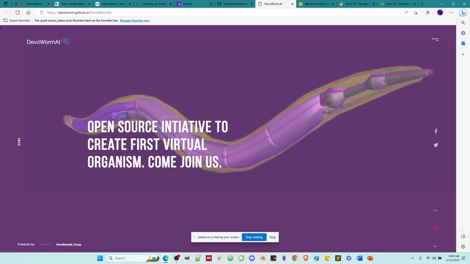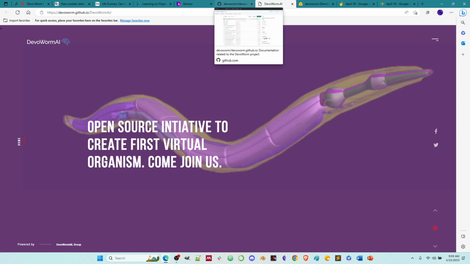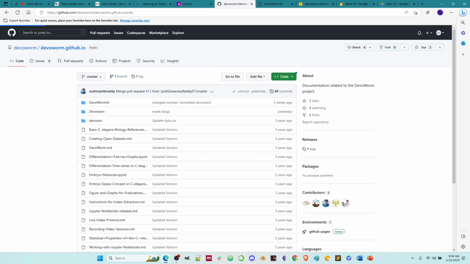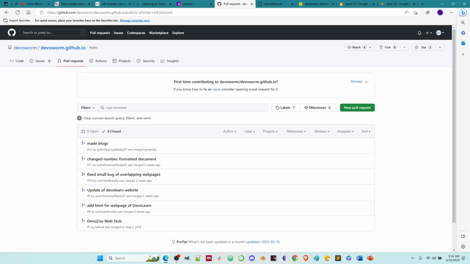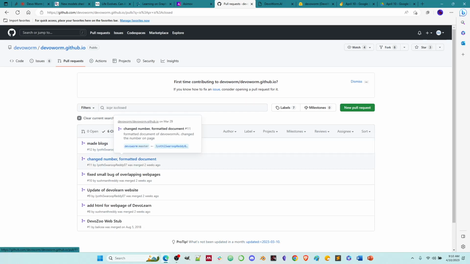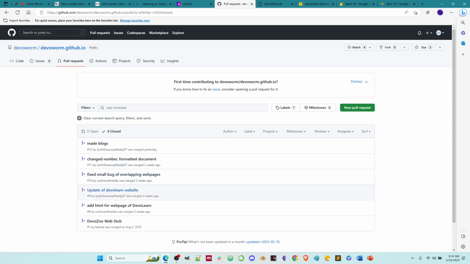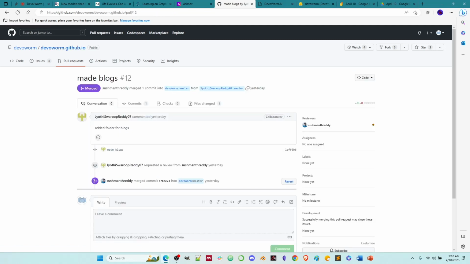But one of the things we have is this DevoWorm AI, and this is something that Sushmanth has been working on with a few people. So this week we had a pull request from Jiahang Reddy. Jiahang worked on this 2 weeks ago, issued a number of pull requests, and then made blogs, which is what happened today. And Sushmanth merged that commit yesterday. So congratulations to Sushmanth and Jiahang for doing that work.